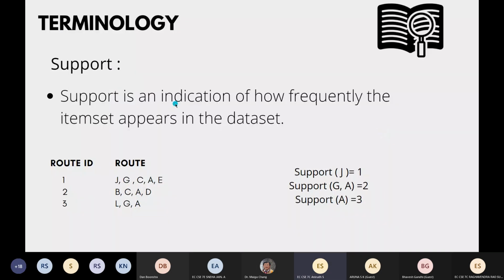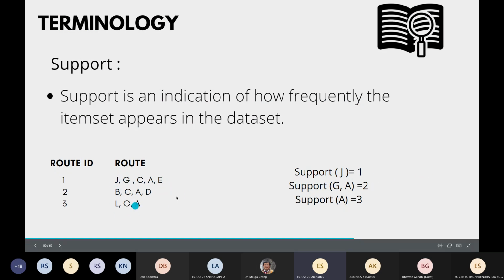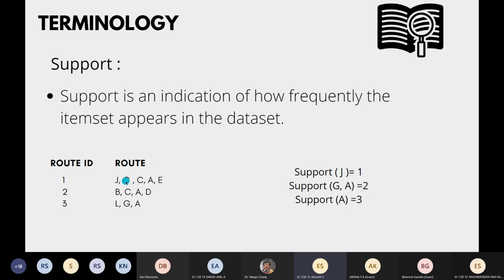So we need some terminology for the recommendation algorithm. First is support. Support is an indication of how frequently the item set appears in the data set. So let's say that the support of J here is just 1, because it's repeated just once in the whole route. But the support of GA can also be computed; it's just a subsequence, it's not looking for the exact sequence. So G followed by A. Here there's another GA, so the support of that is 2. And the support of A is seen in all 3 routes, so it's going to be 3.